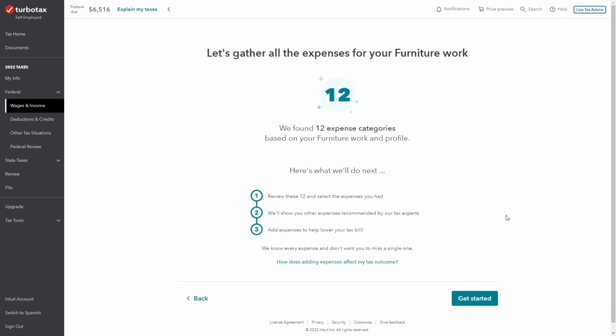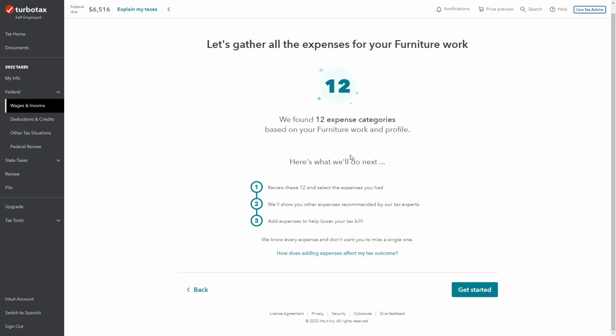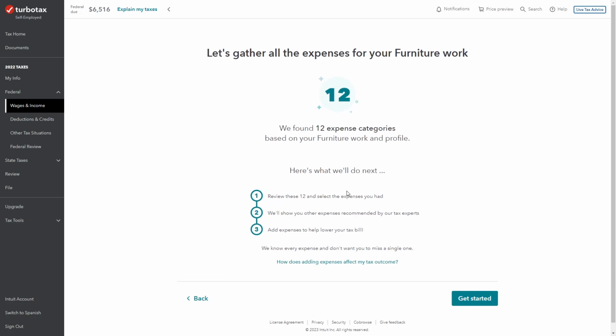Okay, so let's gather all the expenses. Now, based on the type of business or industry you say you are in, they kind of pre-populate expenses that are going to be common in that area. Now, they don't give you the amounts, obviously, but the categories will come up.